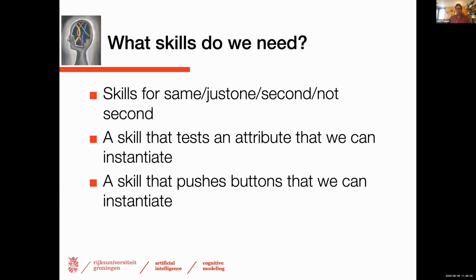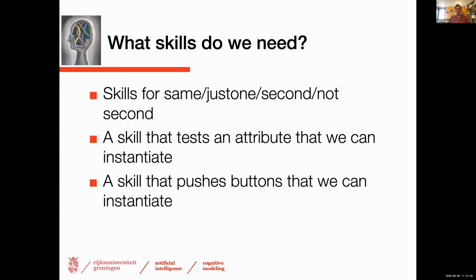So if we do this task, what do we need to do? Well, we need a couple of skills. So we need a skill for doing these kind of judgments, like same, just 1, or second or not second. Those are the 4 attributes. We also need a skill to test attributes, to test whether something is loud. So this involves some sort of semantic retrieval. And then we need skills that can push buttons. And all these things are things we have to instantiate once we're given an instruction.